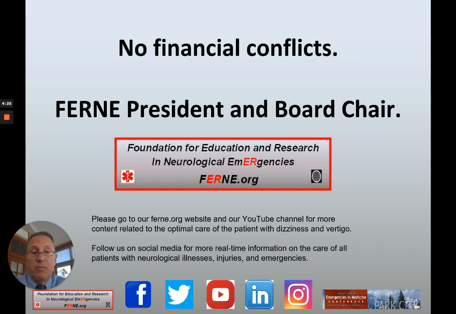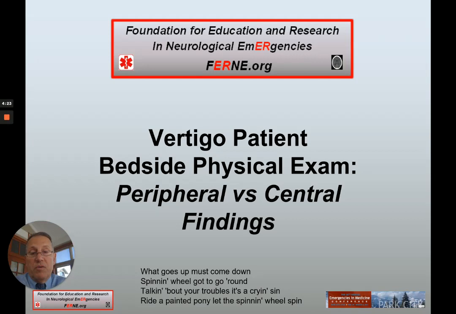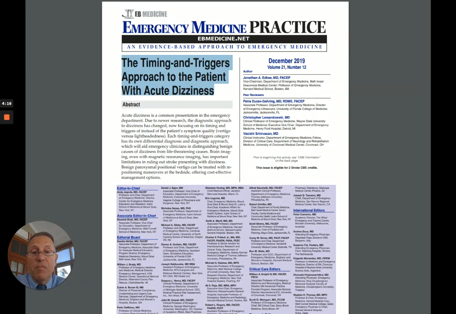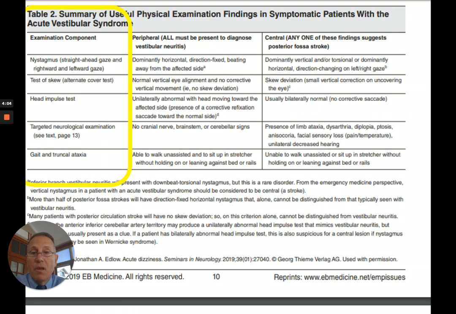So we will specifically address peripheral versus central findings on the vertigo patient bedside physical exam. This comes from the good monograph written by Dr. Jonathan Edlow, 2019, The Timing and Triggers Approach to the Patient with Acute Dizziness, published by EB Medicine. So in this table, we will address the 5 important physical exam findings that need to be addressed and determined for all dizzy vertigo patients.